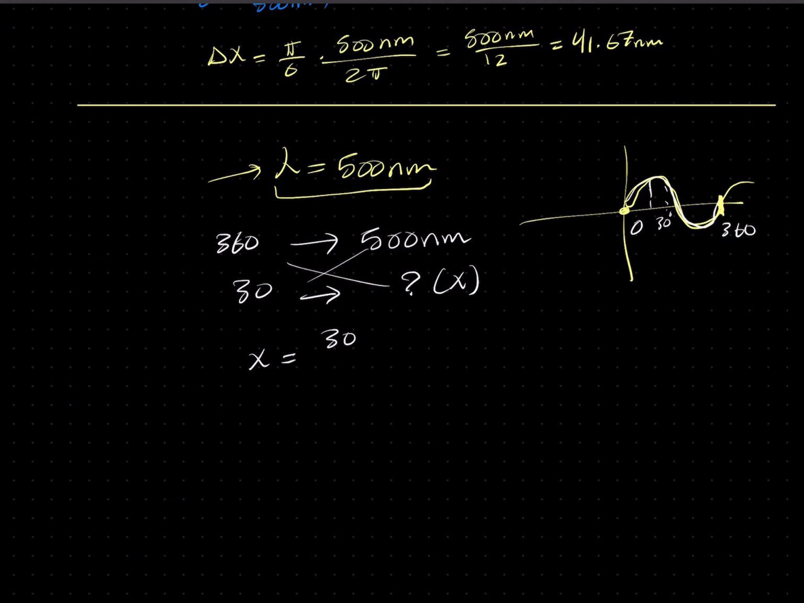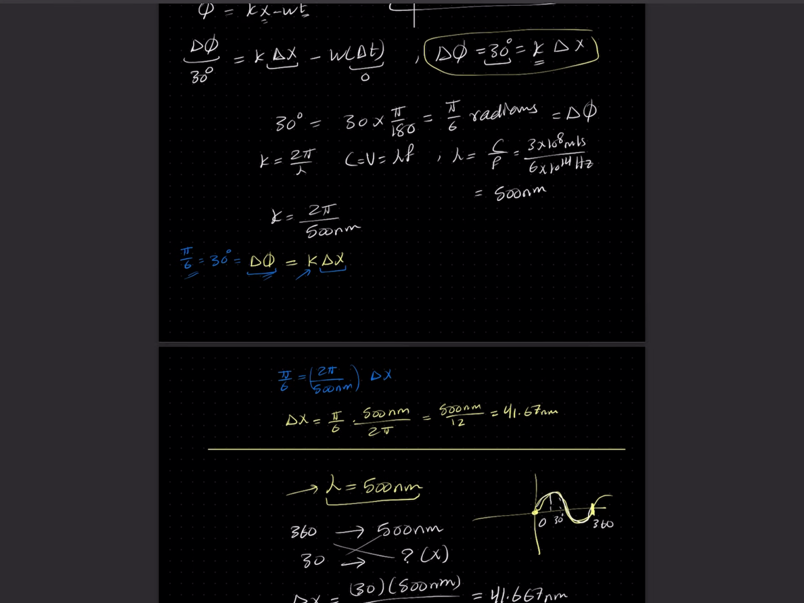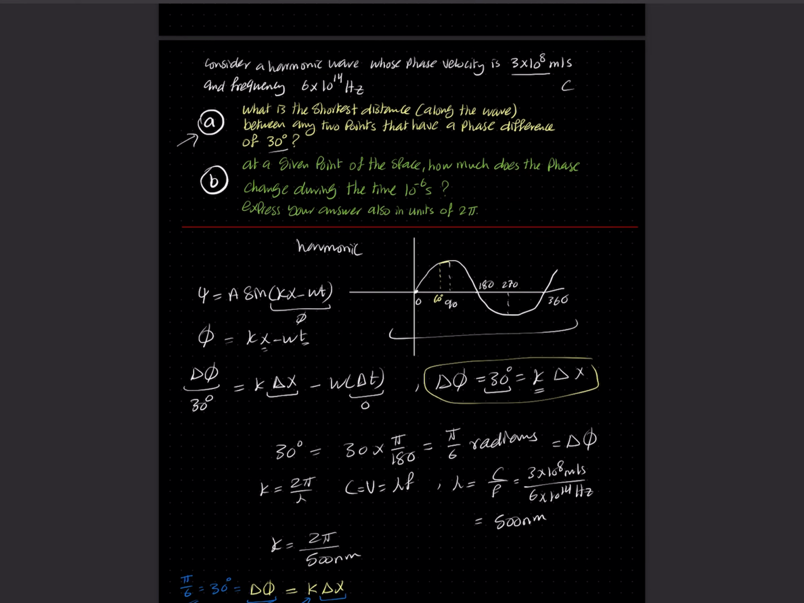It's going to be 30 times 500 nanometers divided by 360, and this gives us delta x, or the distance, and it's going to be the same answer, 41.667 nanometers. This might be an easier way to look at it, but the two ways are equivalent and they both give you the right answer. All right, now let's look at the second part of the question.